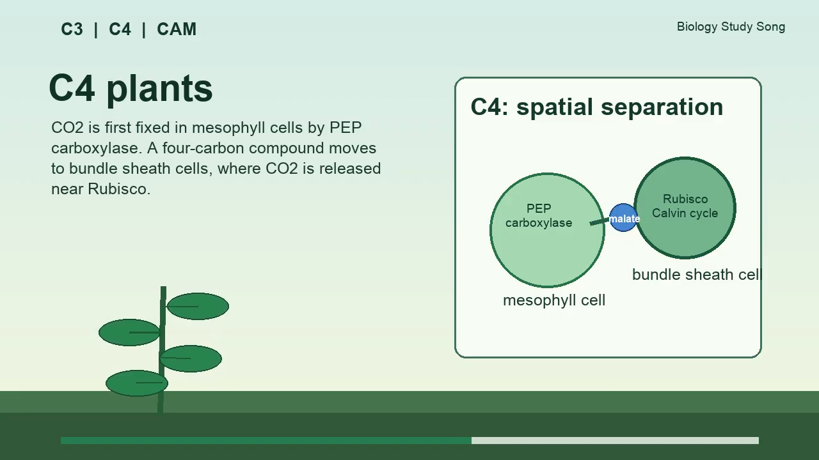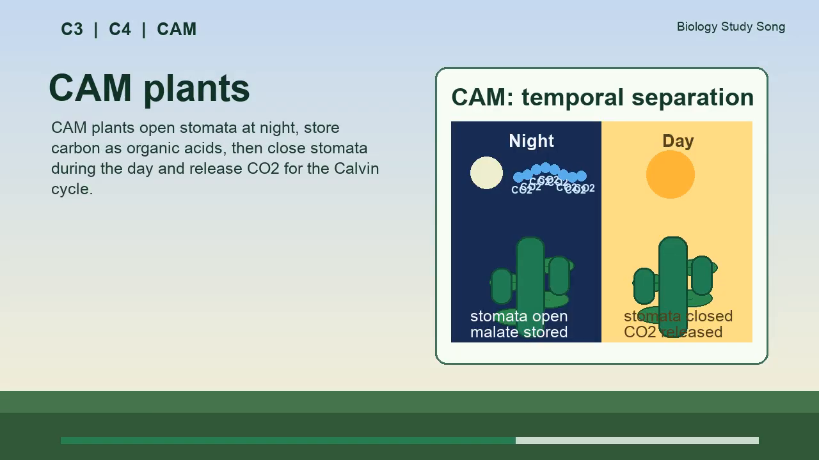CAM plants reduce water loss by opening stomata at night. At night, carbon dioxide enters and is fixed into organic acids. Those organic acids are stored often in vacuoles as malate. During the day, stomata close and carbon dioxide is released inside the leaf.